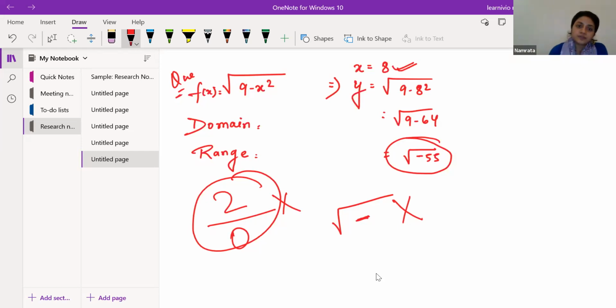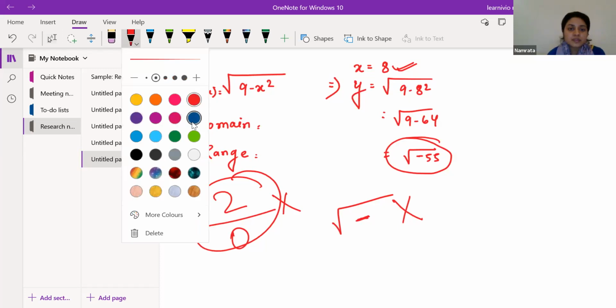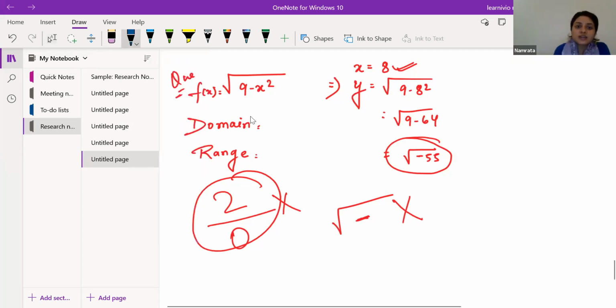Let me explain. Now I want to say here that whatever is sitting inside the root, that calculation 9 minus x square, must be greater than 0, or it can be 0. If it is 0, the function will be defined. If it is greater than 0, that means a positive number, the function will be defined. If it is smaller than 0, the function will not be defined. Smaller than 0 means a negative number. If it is a negative number, the function will not be defined.